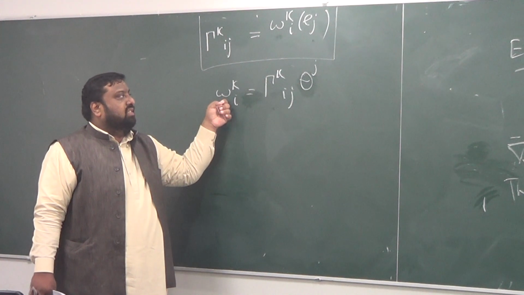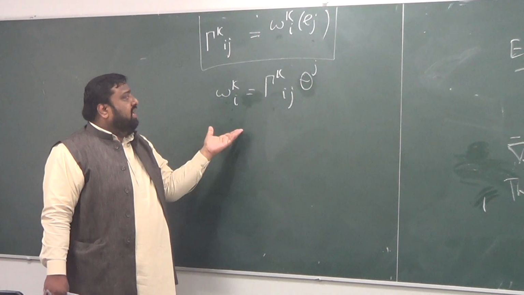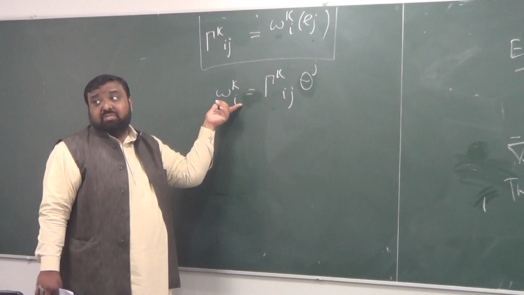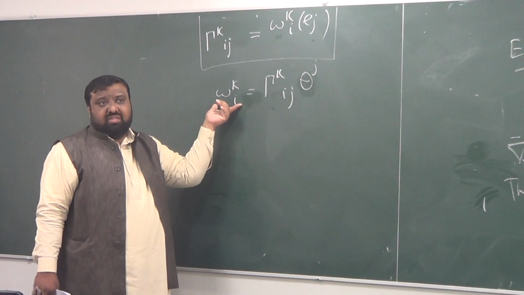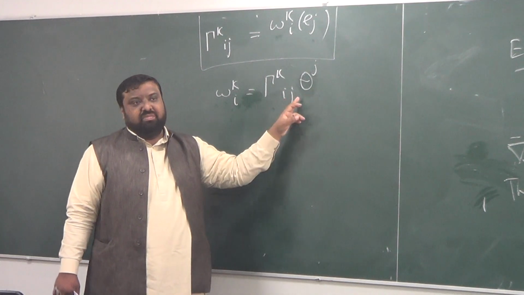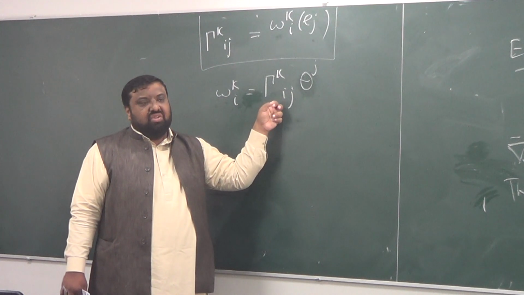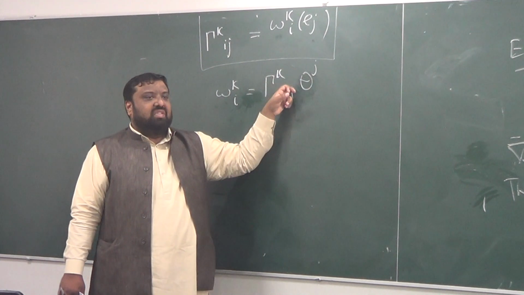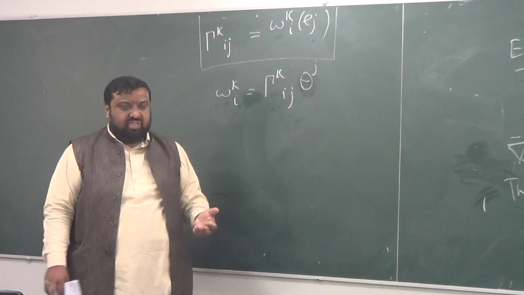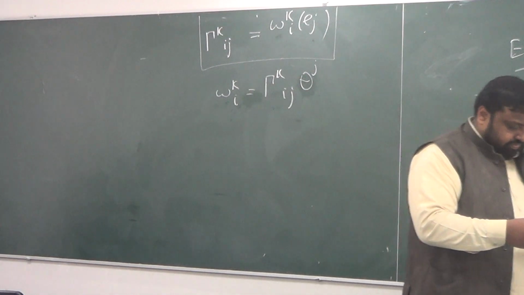Connection forms are expressed in terms of the dual forms. And by the way, from this you can also see that the connection forms are one forms actually. Because these are one forms, these are just scalars actually. So you have a linear combination of one forms, and that is what you call a connection form. So you can also interpret the connection form as a one form.